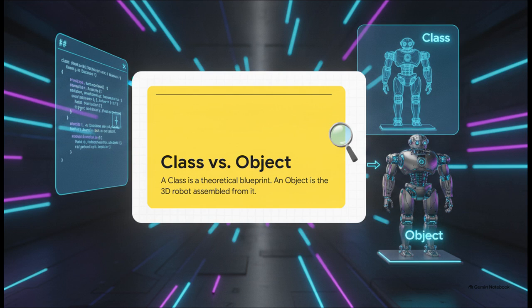But the magic happens when you instantiate that class. You create an object. That object is the living, functioning 3D robot assembled directly from those blueprint rules.